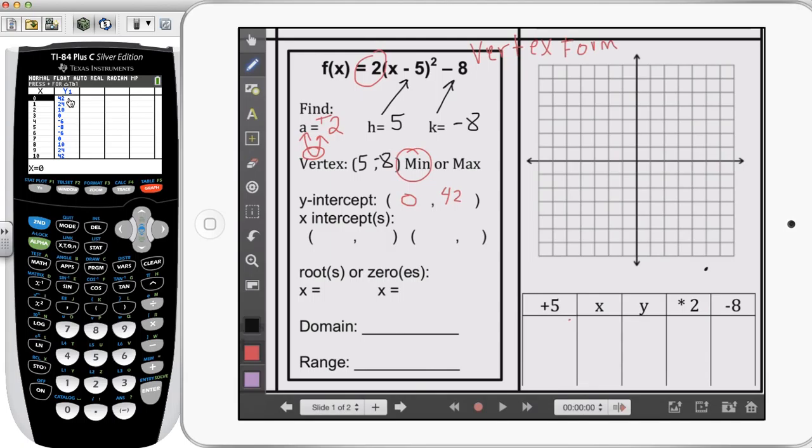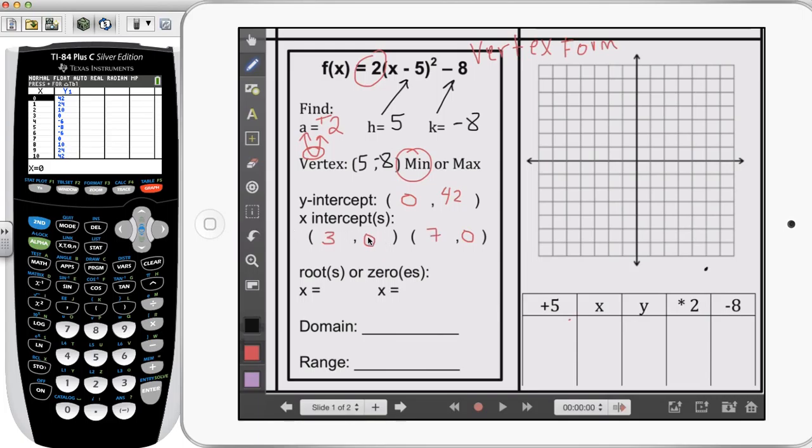What about the x-intercept then? The x-intercept is where the graph crosses the x-axis, and in this case, the y is always going to be 0. So by looking at my table, I can see that (3, 0), that's going to be my first x-intercept, and my second intercept is going to be (7, 0). You see that? (7, 0).